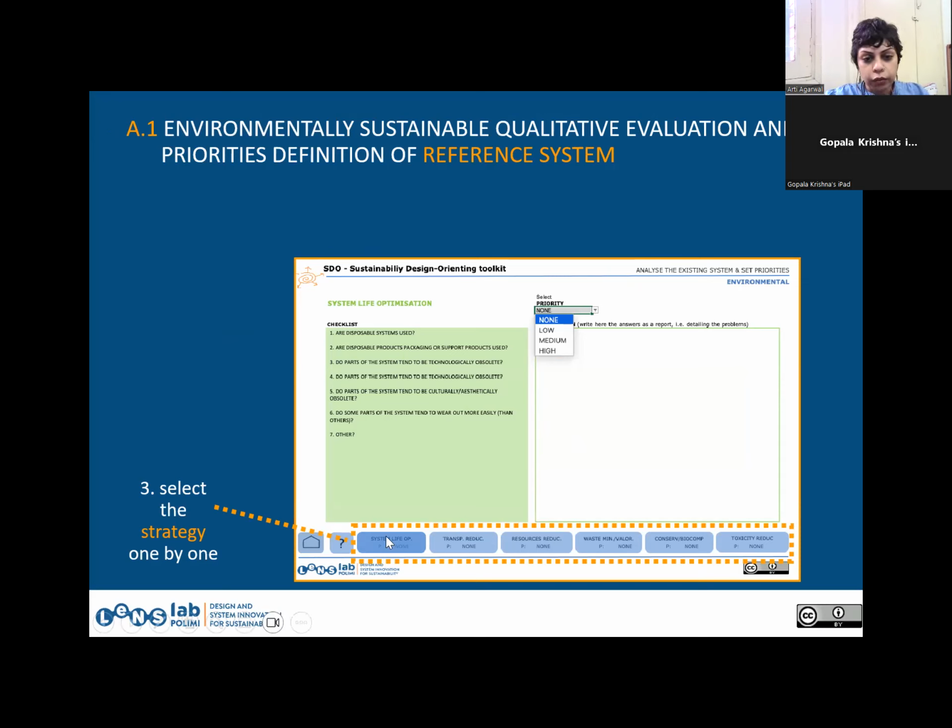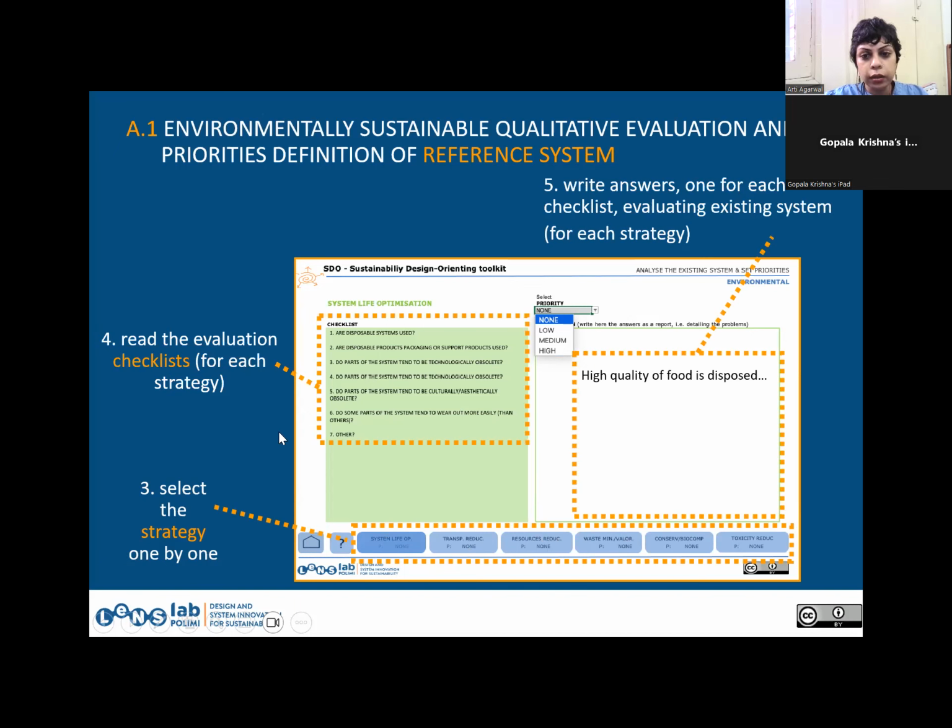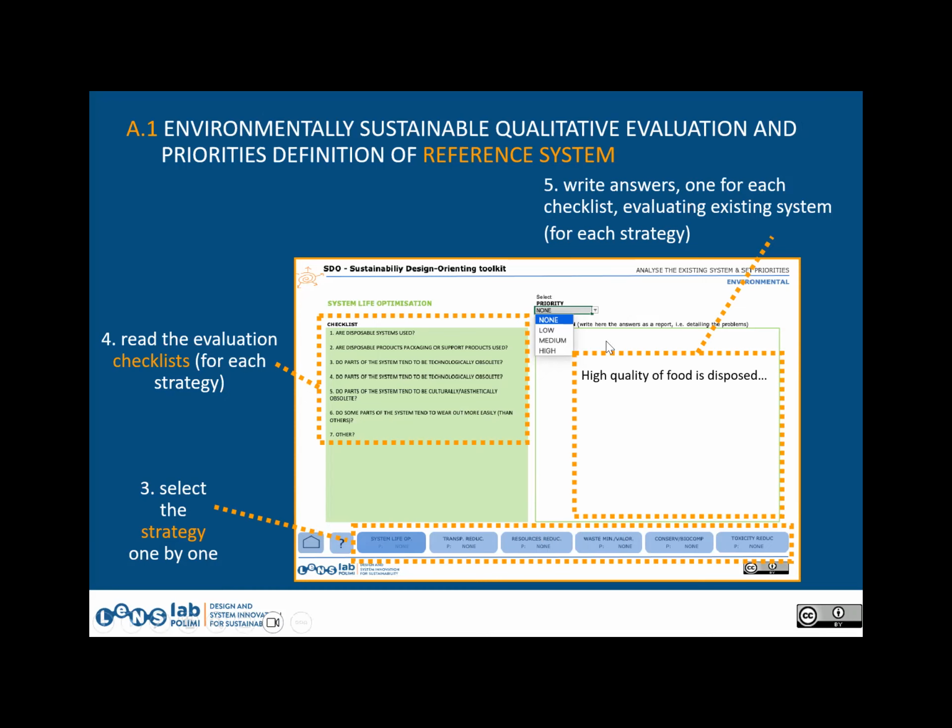But you can go over these questions, select the strategy first of all, one by one, for every aspect: system life, transport, resources, and so on. Then you read this checklist and you mention your answer on the right-hand side where it says right answer, one for each checklist. Here you write your answers. Then you assign a priority rating to it: low, medium, high, whatever.